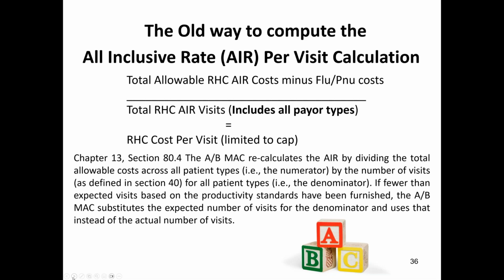How you compute your all-inclusive rate? At one time, it was super easy. We just took your total expenses minus the flu and pneumococcal costs, because they pay for that separately. Divide that by your total visits. That includes all payer types, Medicare, Medicaid, self-pay, no pay, and that would equal your cost per visit, which will be limited to the cap, and there is a productivity standard there.